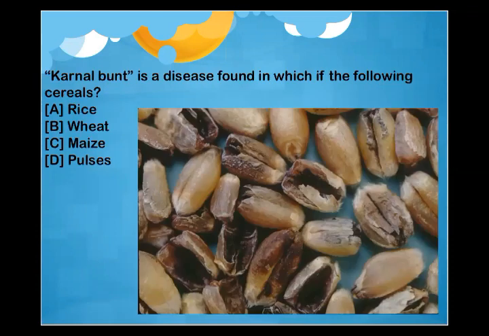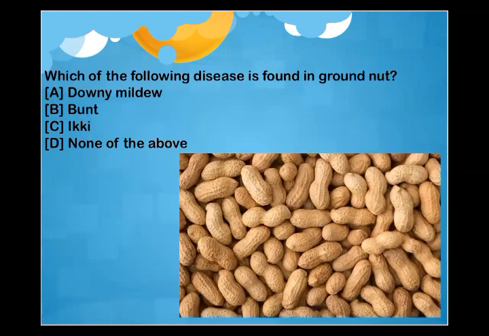Kernel bunt is a disease found in which of the following cereals? The wheat; by looking at this picture, you could easily answer. The wheat undergoes the kernel bunt disease. Which of the following diseases is found in groundnut? One of the main causes is fungi, which has been found in the groundnut seeds.